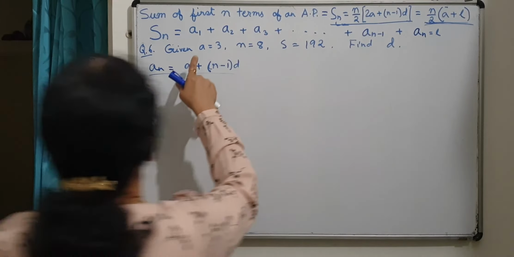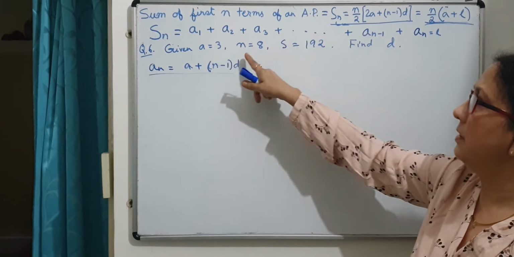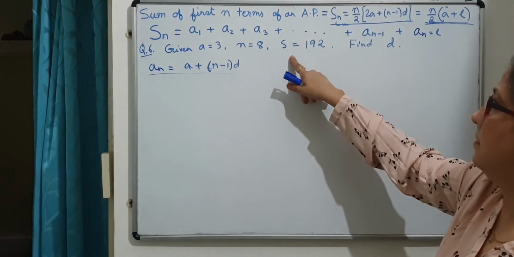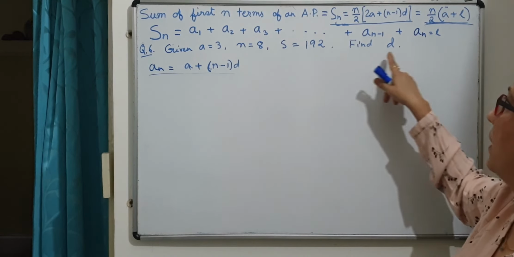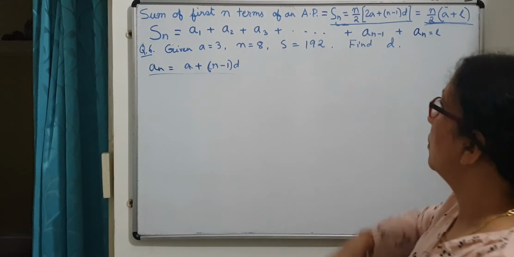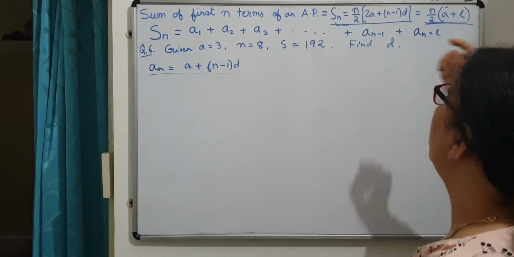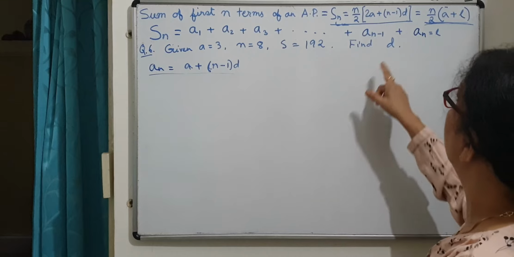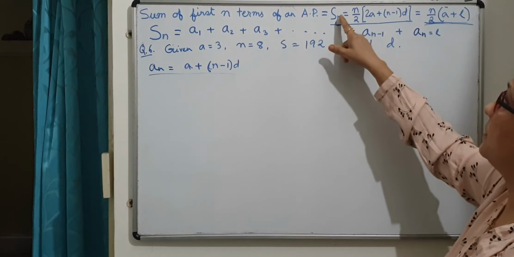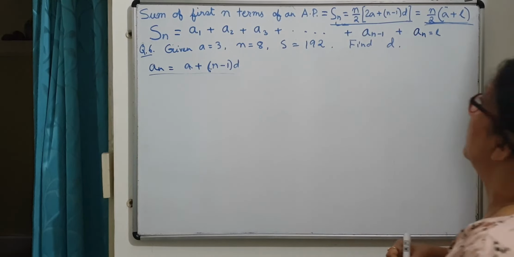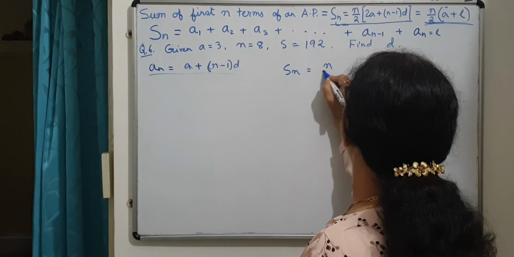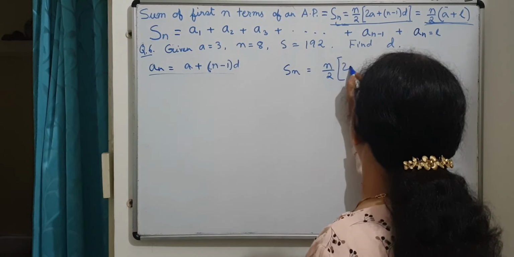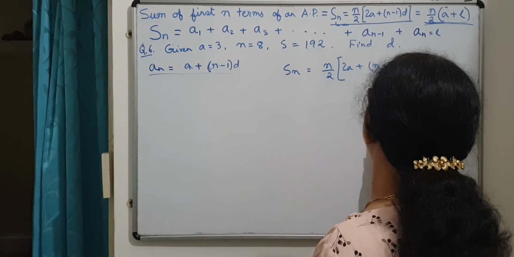Next question. Given the first term a is 3, the number of terms is 8, and the sum of these n terms is 192, find D, the common difference. Now we'll be using the formula because we have to find D, so obviously you have to use the formula in which D is involved. Let me write down Sn is equal to n by 2 times twice A plus n minus 1 into D.